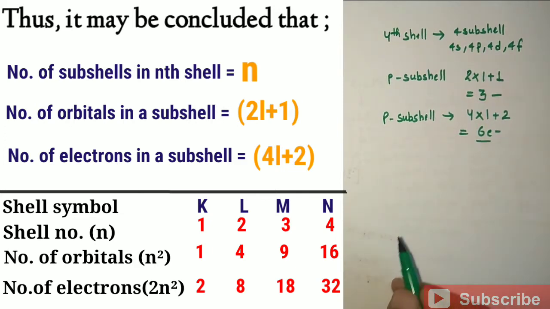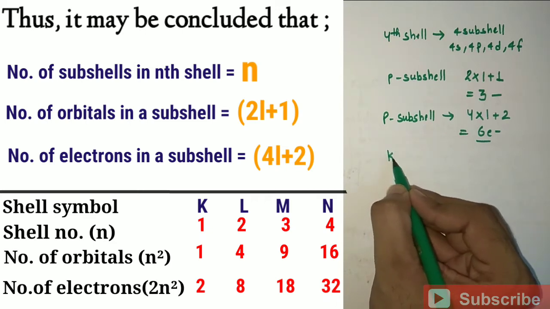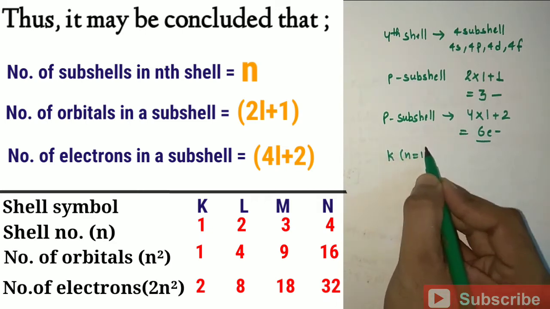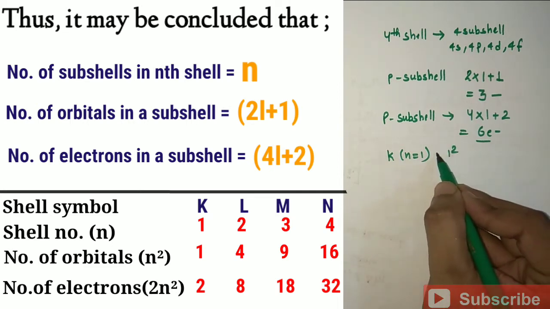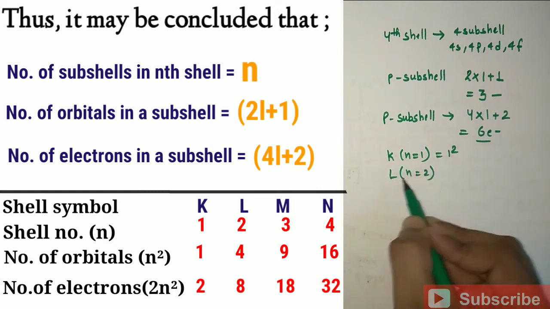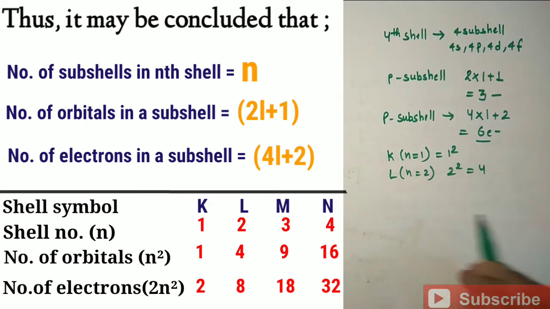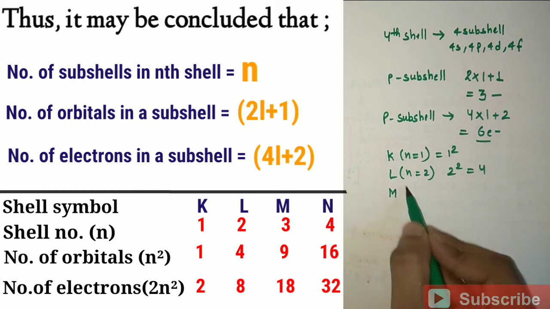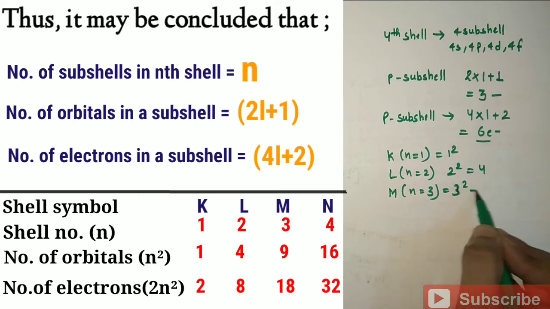Now the number of orbitals in a given shell is equal to n square. Let's suppose the K shell has n equal to 1. So the number of orbitals is n square, that is 1 square. So the K shell has only 1 orbital. Now if we are talking about the L shell, that is n equal to 2, the number of orbitals in the L shell is 2 square, which is 4 orbitals. And if we are talking about the M shell, that is n equal to 3, the number of orbitals is 3 square. So the total number of orbitals in the M shell is 9.